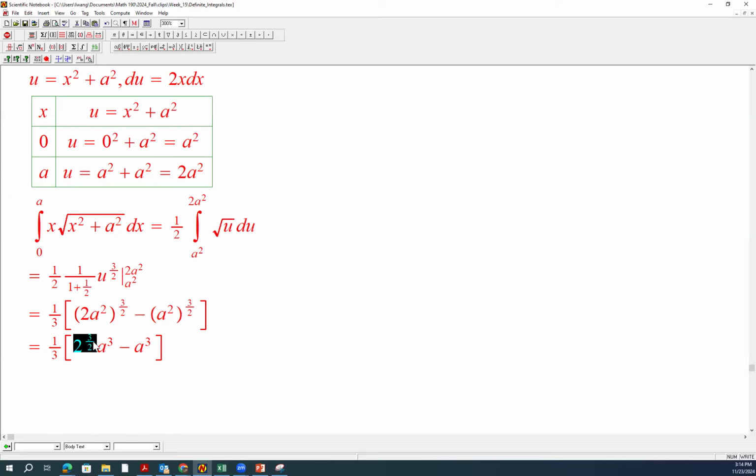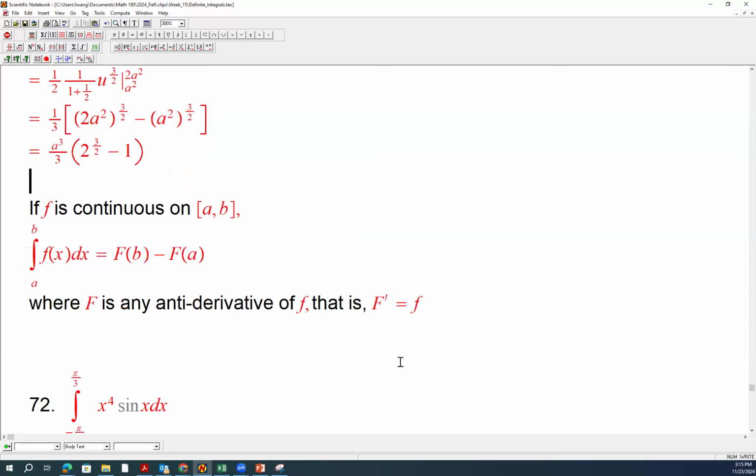There's 2 raised to the power 3/2, times a to the power 3. So a to the power 3 can be factored out. So I'm going to put it here. How about what's inside? I know we might be tempted to fetch a calculator, but let me tell you, just stop here. We're done. This is good enough before we use any calculator. No need. You are finished.